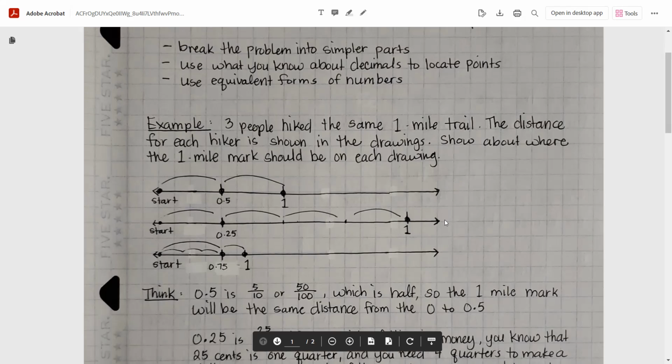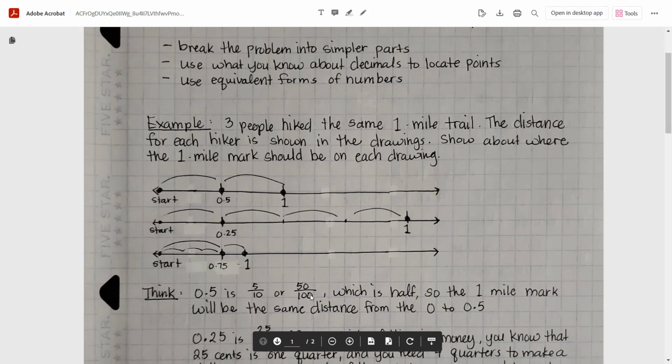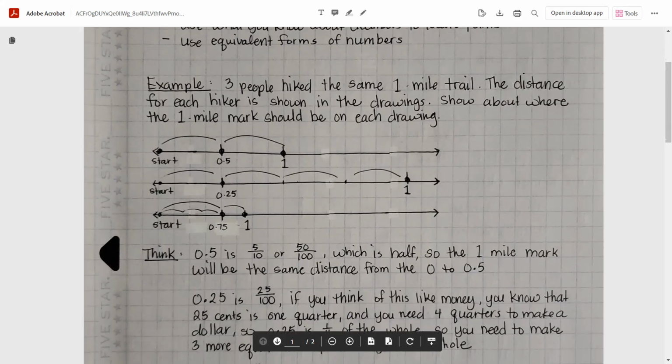So hiker number 1, hiker number 2, hiker number 3, they all start at the same point. But for hiker number 1, it tells us that this point is 0.5 of the way through, and we have to figure out where we would put the 1 mile mark if this is 0.5. So we know 0.5 is 5/10 or 50 hundredths, which we know is half. So we know the 1 mile mark will be the same distance from 0 to 0.5 as it would be from 0.5 to 1 whole.